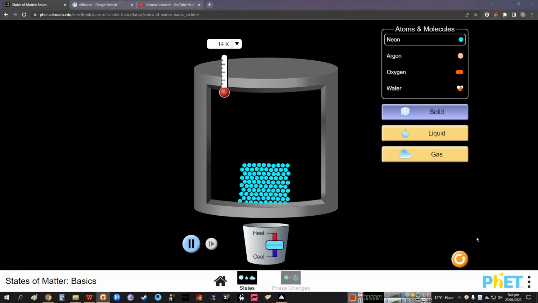Good afternoon, kids. Today we're going to look at states of matter. So we're going to go to the physics section of the PhET simulations, and we're going to go into States of Matter: The Basics, right? Over here, you can see this is a container.